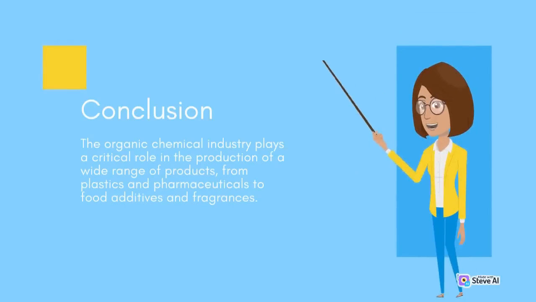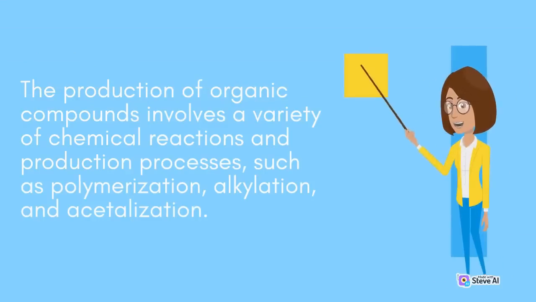Conclusion: the organic chemical industry plays a critical role in the production of a wide range of products, from plastics and pharmaceuticals to food additives and fragrances. The production of organic compounds involves a variety of chemical reactions and production processes, such as polymerization, alkylation, and acetylation.